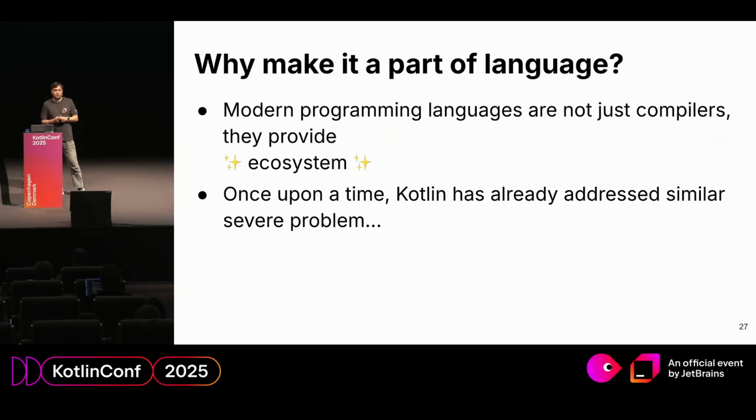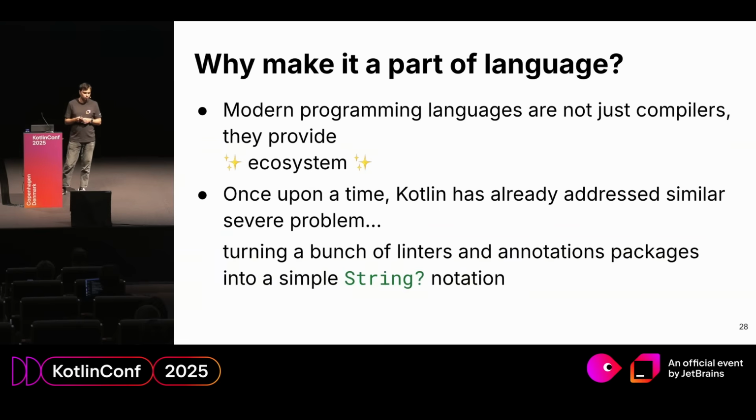And besides that, once upon a time, Kotlin already addressed a similar severe problem, turning a bunch of linters and annotation packages into a simple question mark notation. Yes, I'm talking about nullability. Nullability handling was a cornerstone of the Kotlin 1.0 design, and it still is today. And I think if I could go back in time and tell Andrey Breslav that, hey, you should not only solve the problem of nullability, but also think about using the return values and checking them properly, I think he would agree.